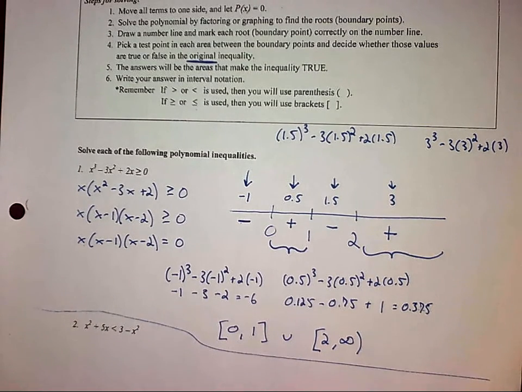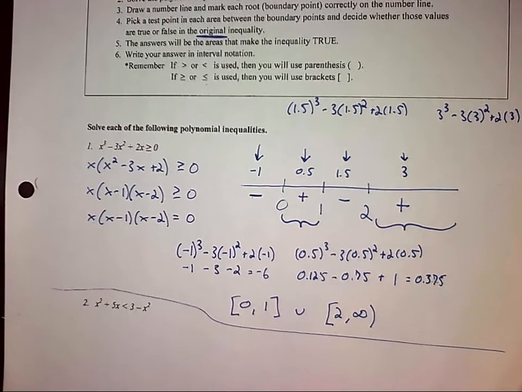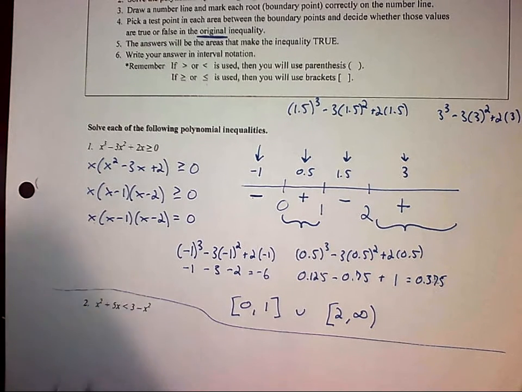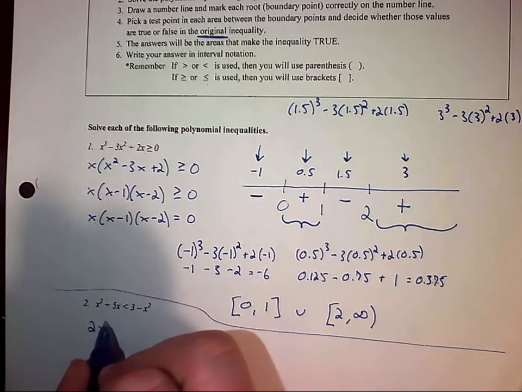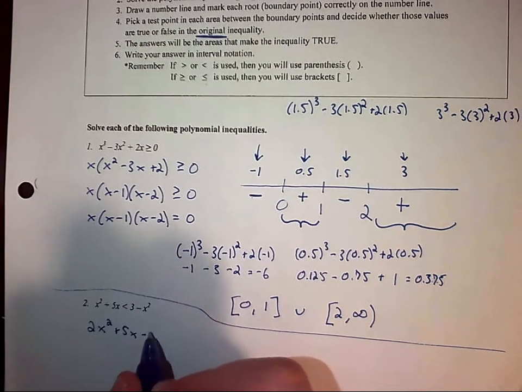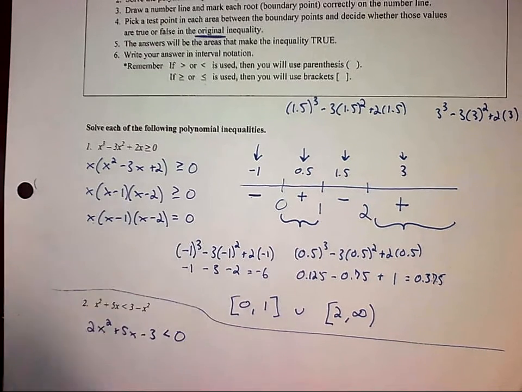We're also going to do it for example number 2. But now in example number 2, see that we first want to have everything move to one side and only 0 on the other. I'm going to move everything to the left-hand side, so I'm going to add x squared to both sides. That's going to give me 2x squared, then plus 5x, and then here I need to subtract 3 from both sides in order to get this right here.